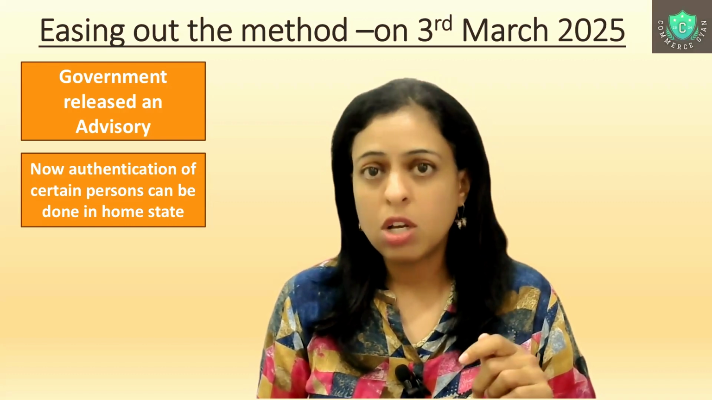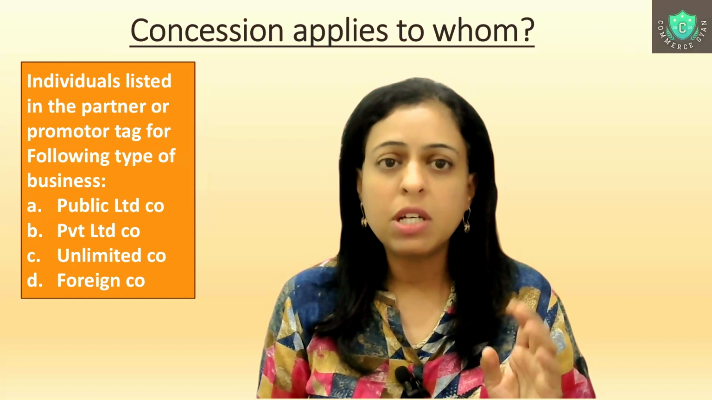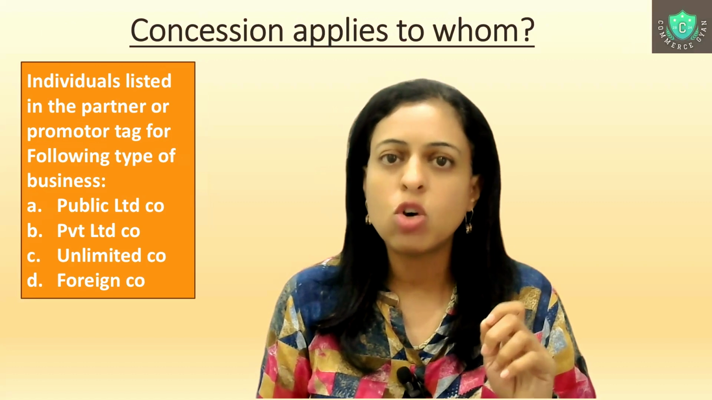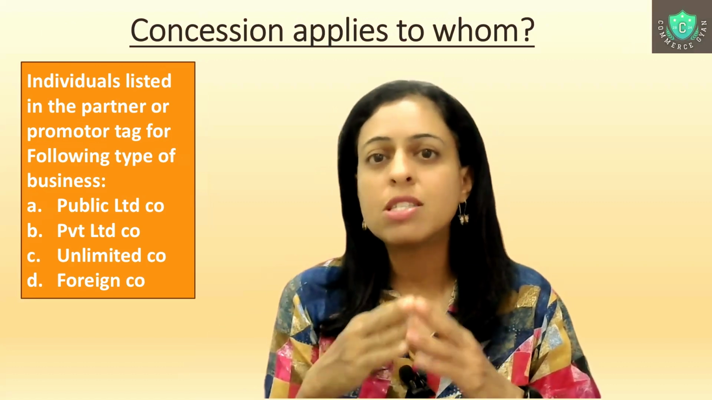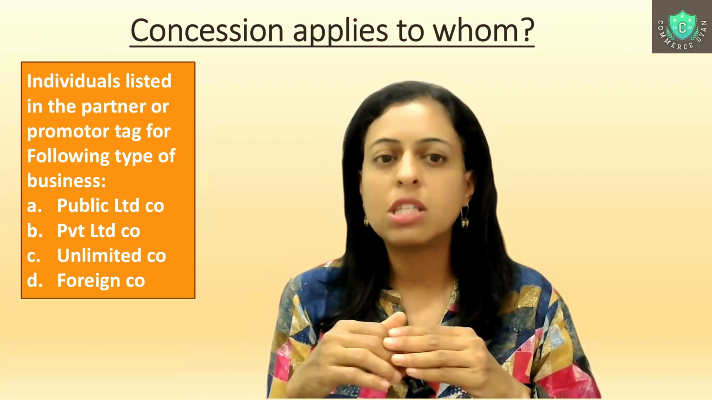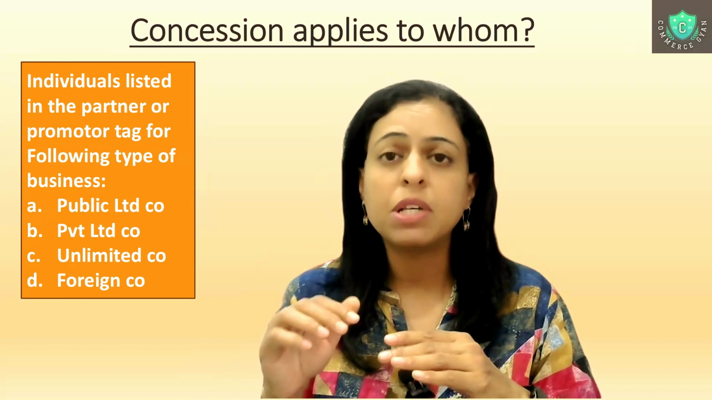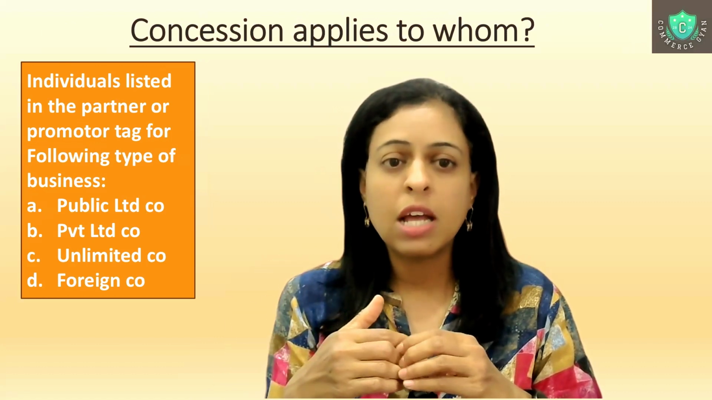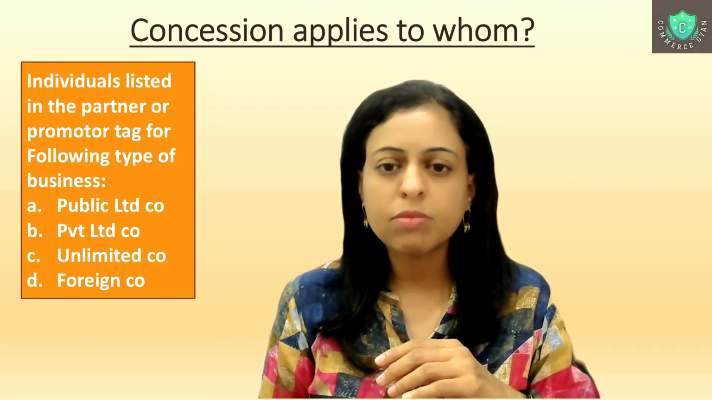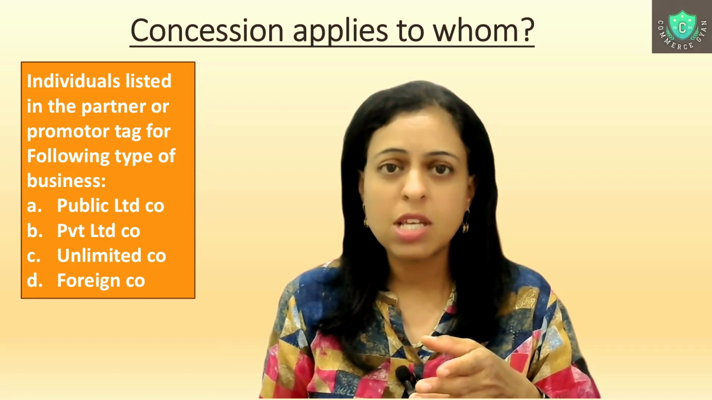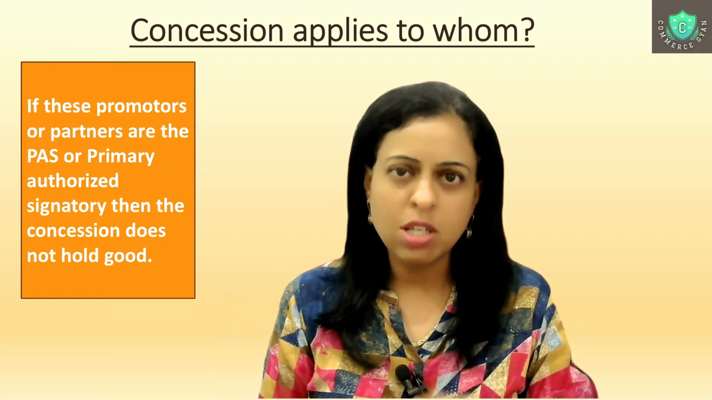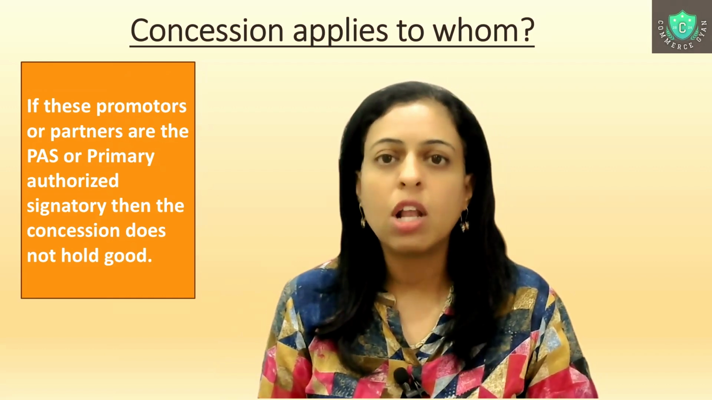So, everybody is not allowed to do the authentication. So, only these people, individuals listed in the partner or promoter tag, when you're doing the application for registration, if your registration application states you as a promoter or a partner of that particular organization, the public limited company, private limited company, or it's an unlimited company, foreign company, then you will be allowed under this concession. Now, even all of these promoters and partners are not allowed. So, who are not allowed? If you are the primary signatory in that particular application, then you are not allowed this concession.